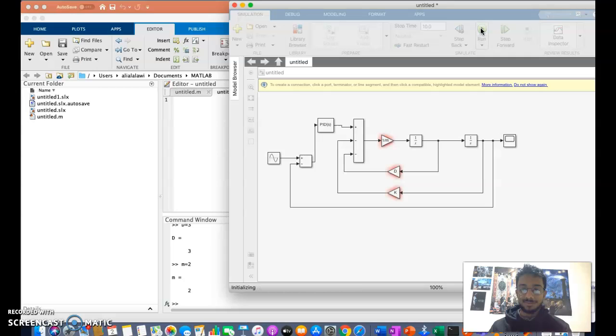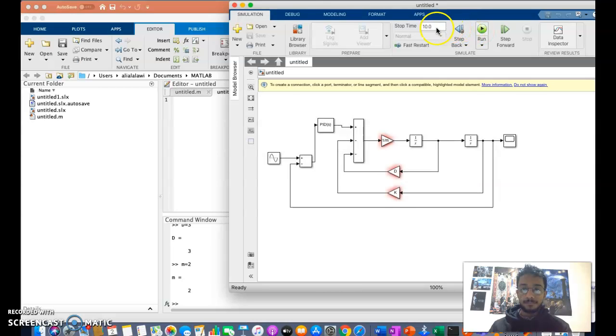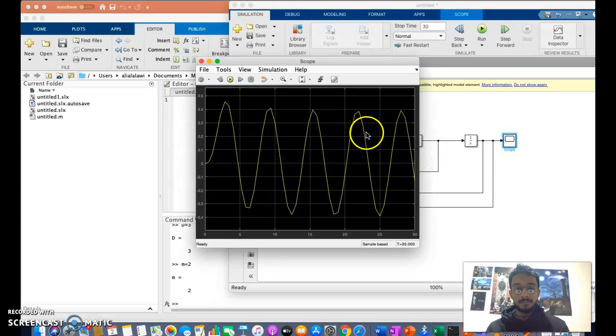It will take a while. Let our period be 330. So we'll see our result here. It seems to be a sine wave, but not that good.